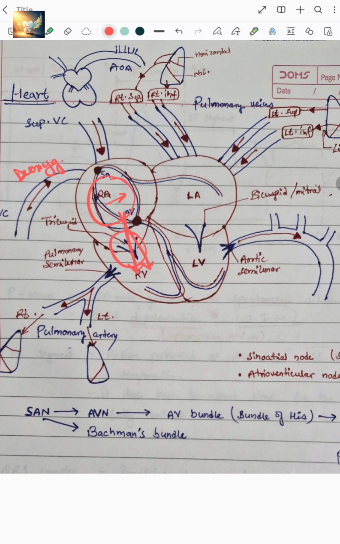Similarly, we saw that in the right atrium blood pools from superior vena cava and inferior vena cava. At the same time, in the left atrium also blood is pooling. Now where is this blood coming from? This blood is coming from the lungs. Left atrium and left ventricle contain oxygenated blood, whereas the right atrium and right ventricle contain deoxygenated blood.